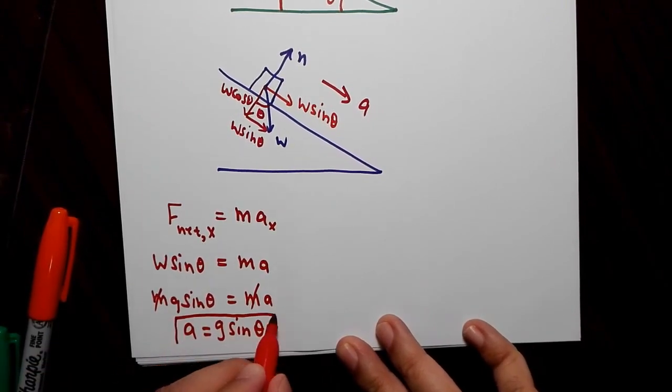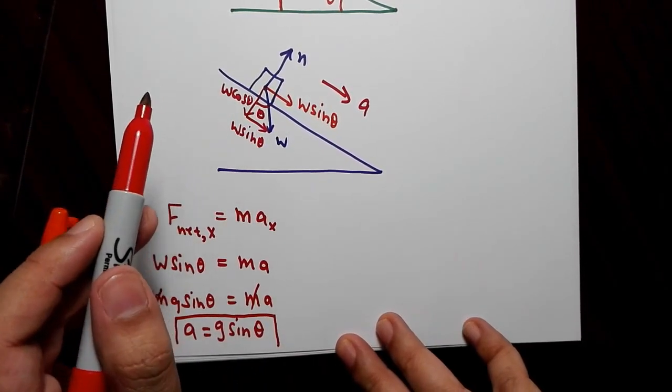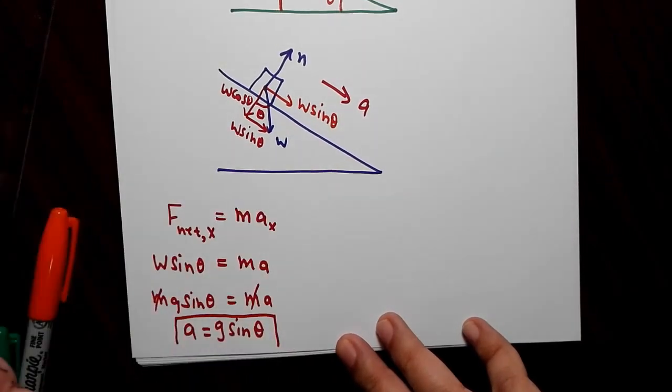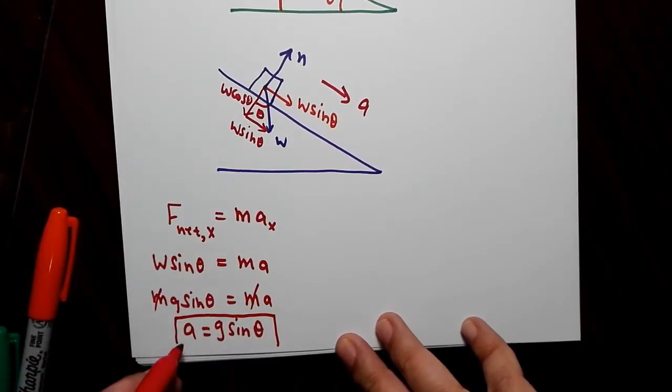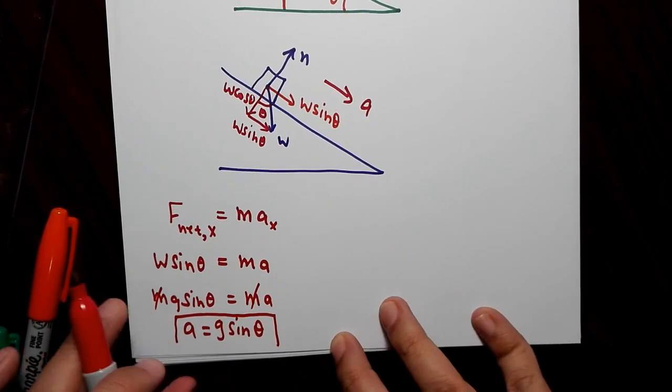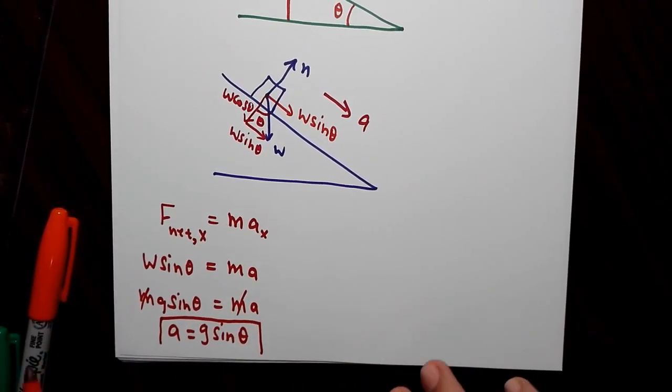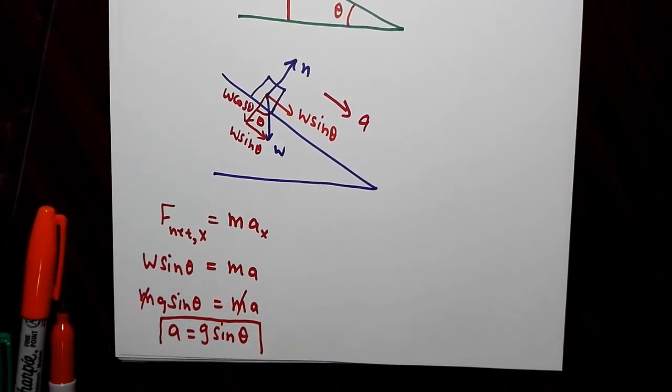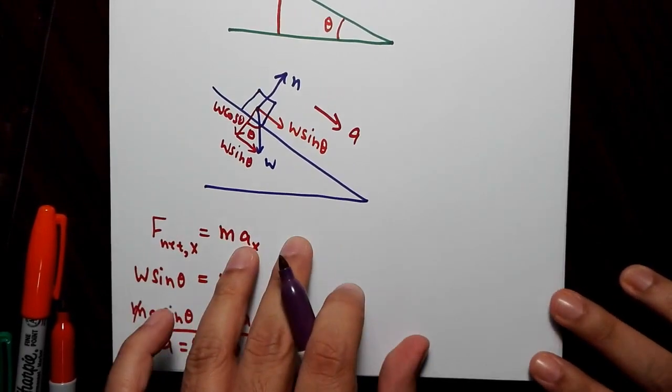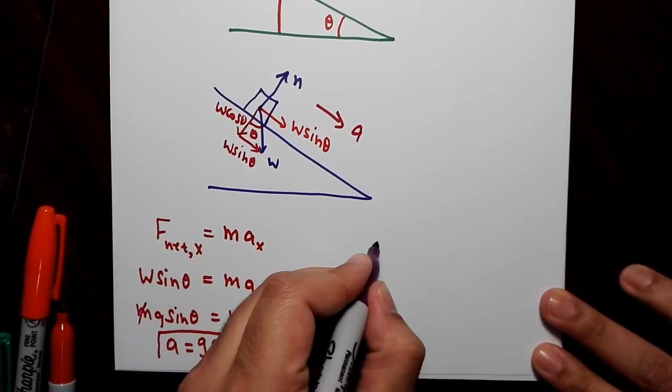Interesting, right? No matter if it's a car skating down, let's say, an icy surface, or a truck, they both will have the same acceleration. And this is also irrespective of the direction in which the object is moving.